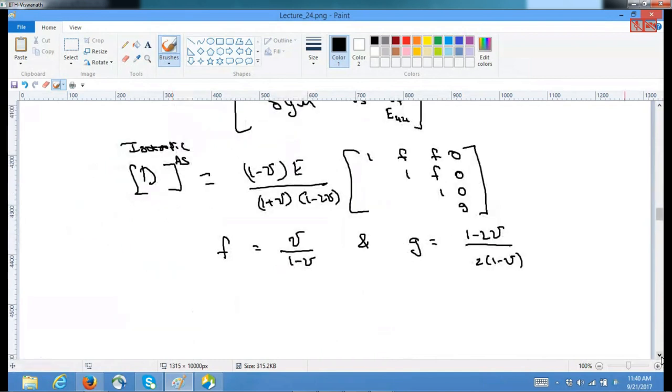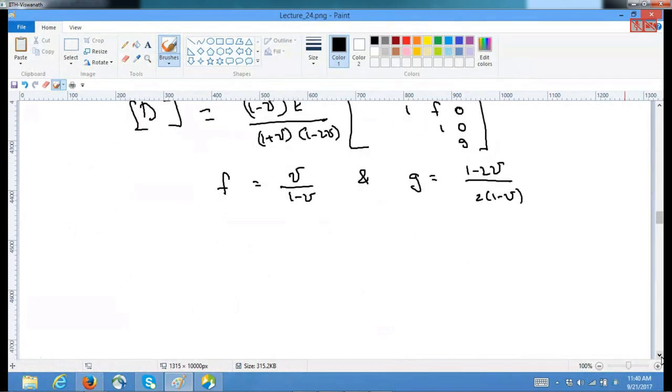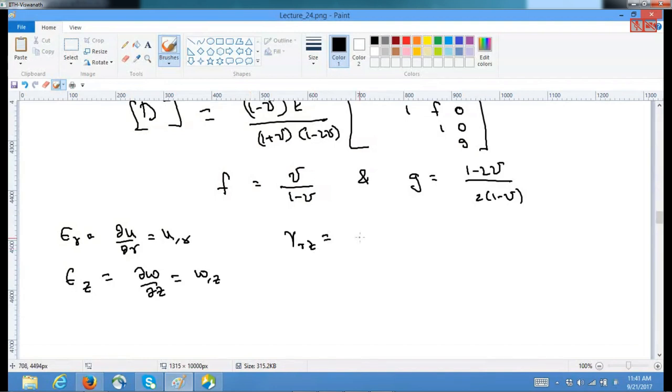Further, the strain displacement relationships can be written as epsilon r is dou u by dou r, simply written as u comma r, and epsilon z is given by dou w by dou z. These are not that difficult. Next, gamma rz is u comma z plus w comma r.